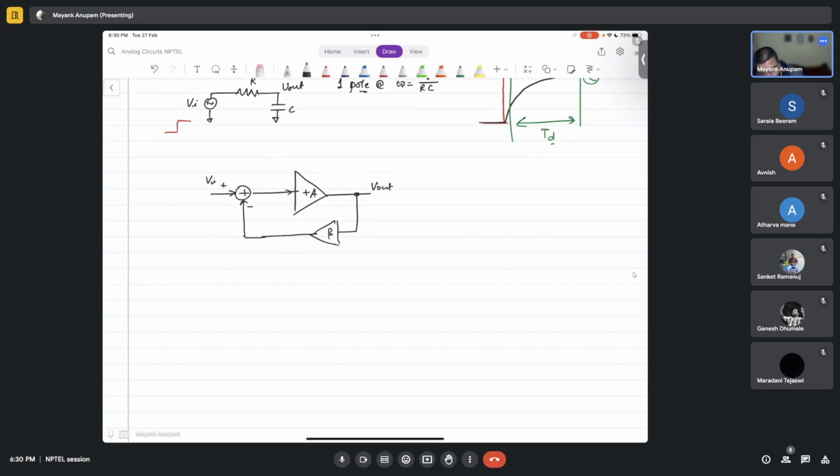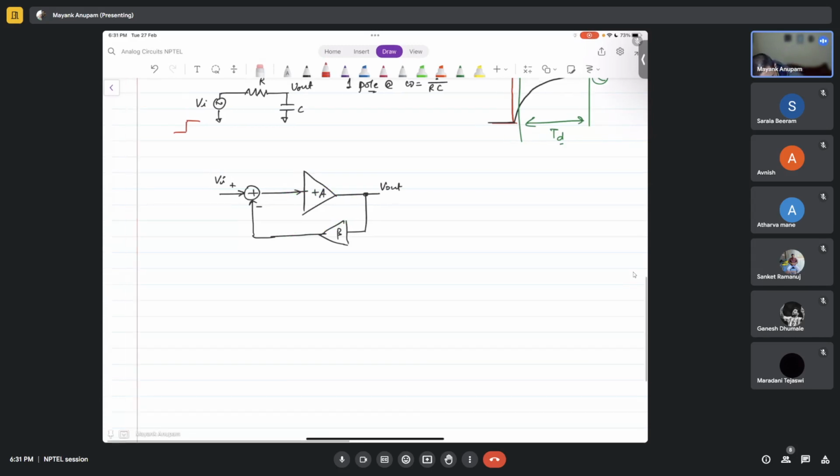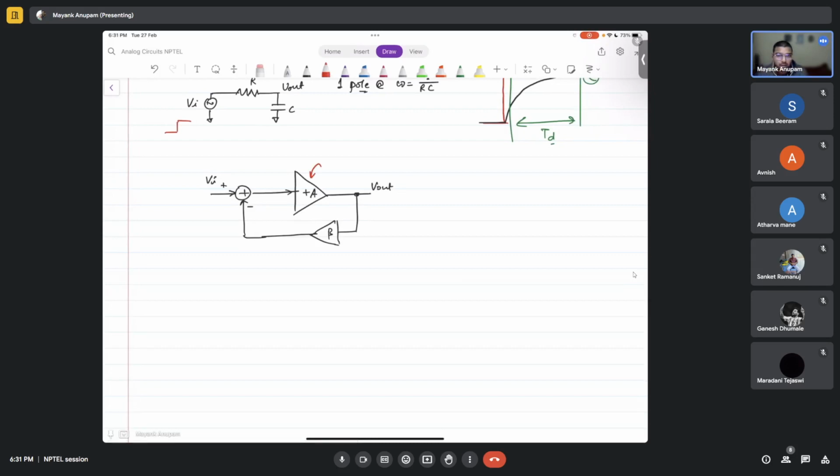Ideally, what do you want? The moment you put an input here, immediately that input should be amplified like this at the V out, and then a part of it should be fed back like this. All this should happen instantaneously, isn't it? You do not want any delay here, correct? But now let's say there is a pole in this A. This amplifier is not simple A, it is, let's say, A by S plus omega P, something of this kind.